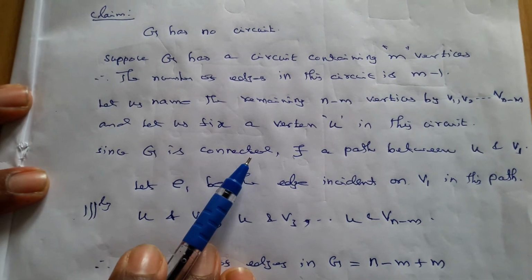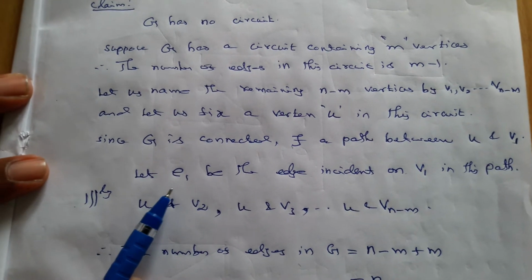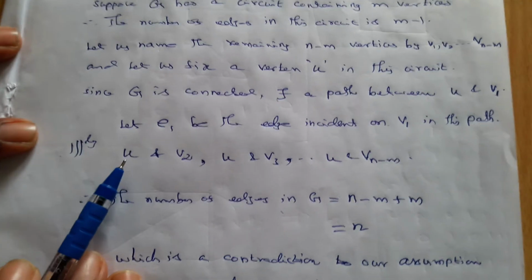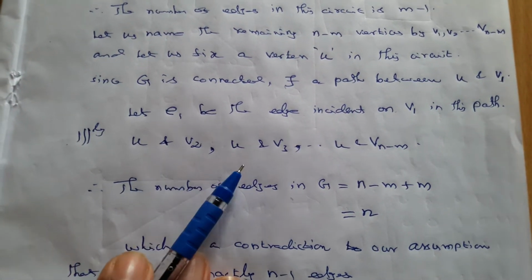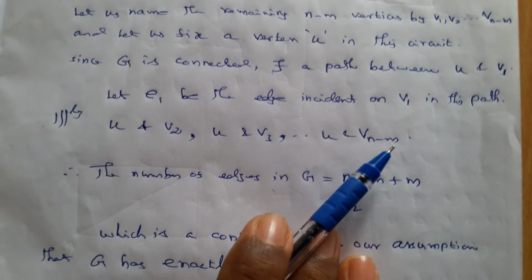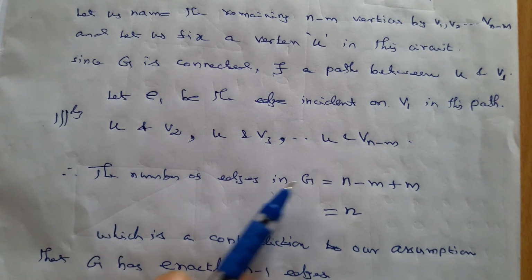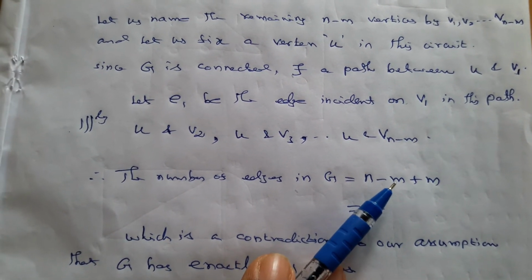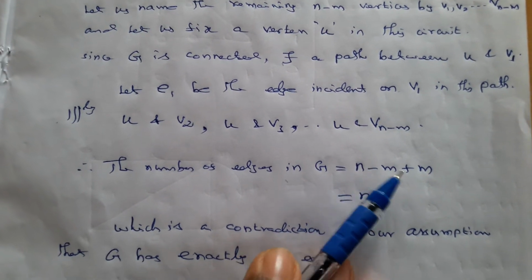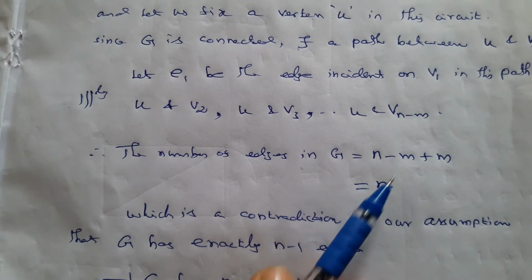Since G is connected, there is a path from u to v1, and that path is connected by the edge e1 incident on v1. So u is again connected to v2, u connected to v3, up to u connected to vn minus m. So how many edges are there? n minus m edges connect all these, and the circuit has m edges. So in the total edges of G we have n minus m plus m, which on cancelling gives n.